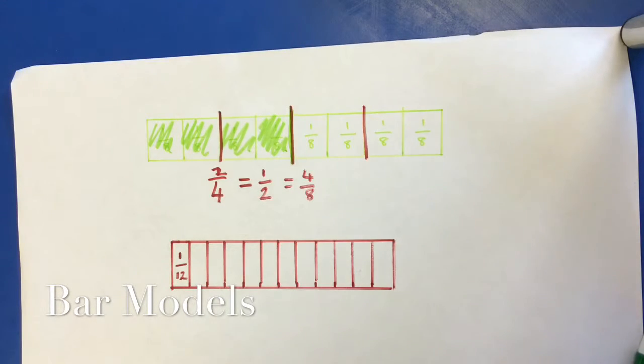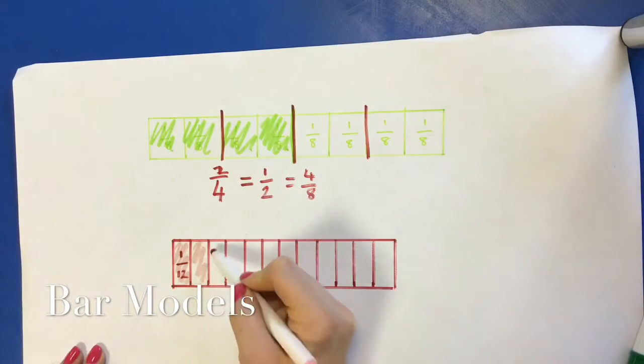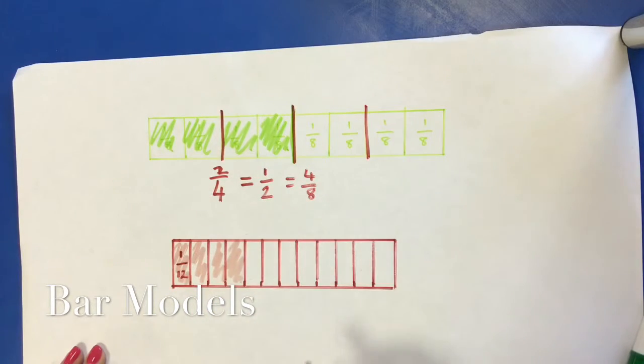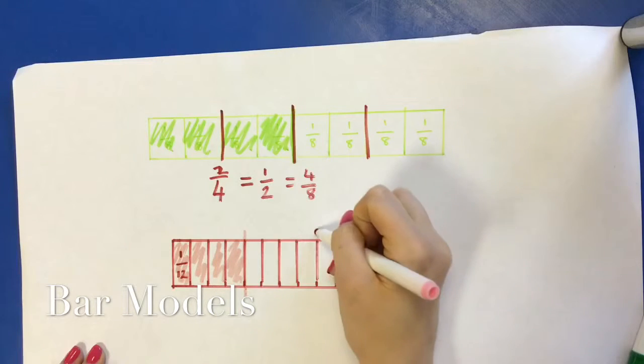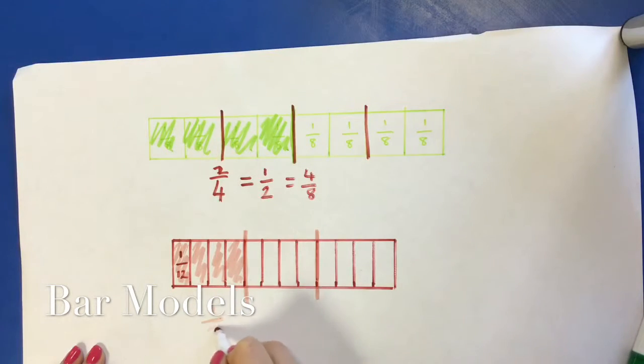I might like to look at, let's say I colour in 4 of those 12ths. 1, 2, 3, 4, like that. Well, that's a third. So if I split my 12ths into thirds, I can see that 1/3 of that bar is the same as 4 of the little 12th segments. And maybe I could see some other links as well.